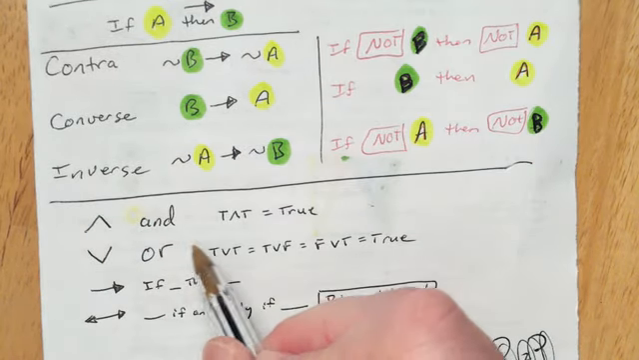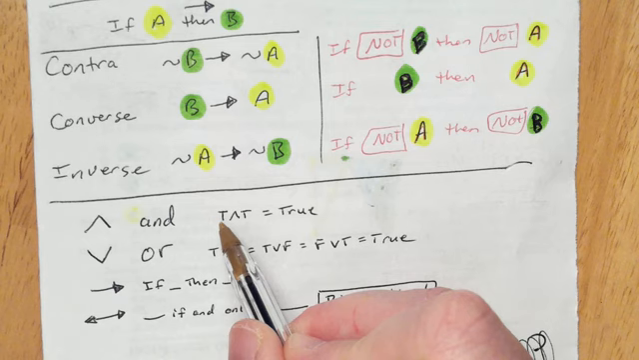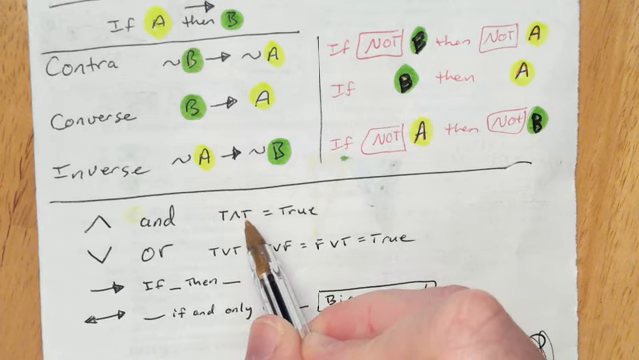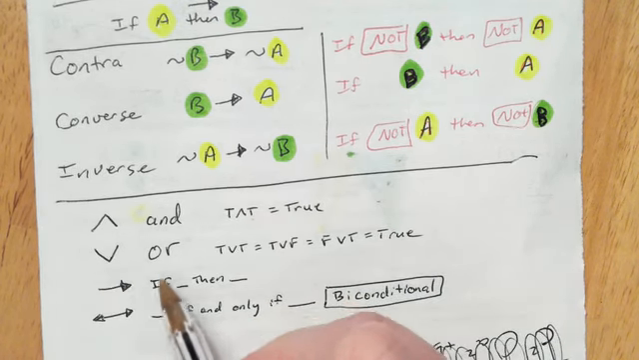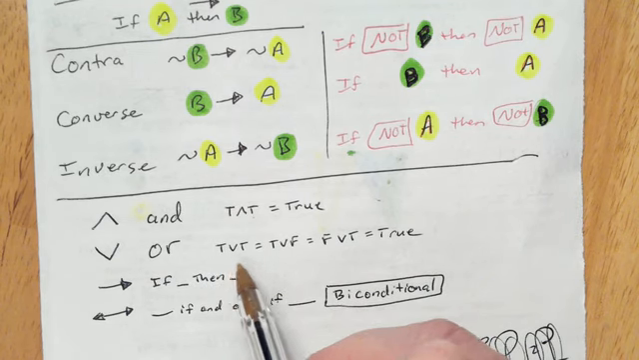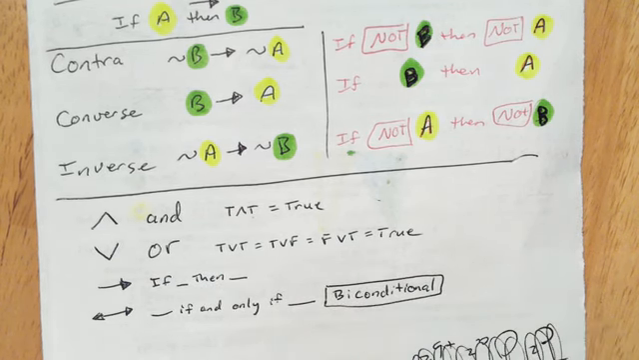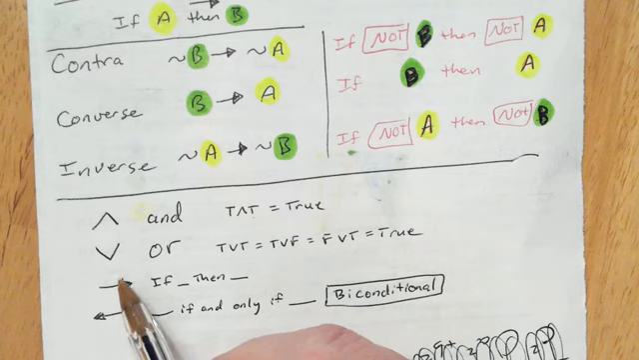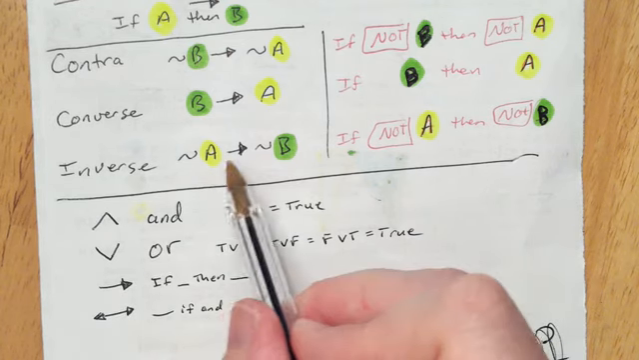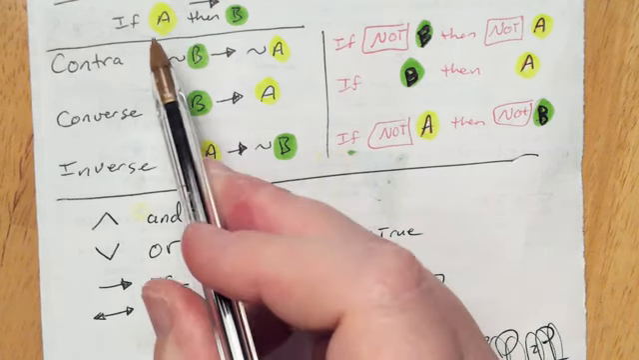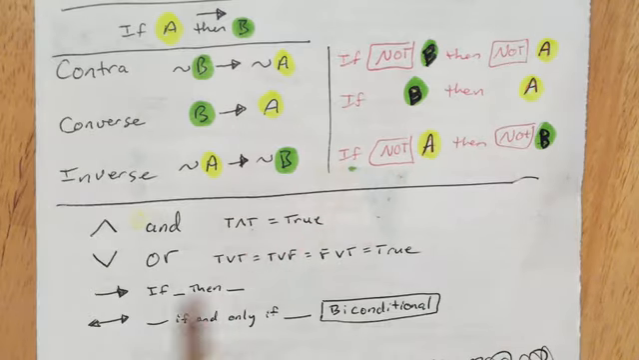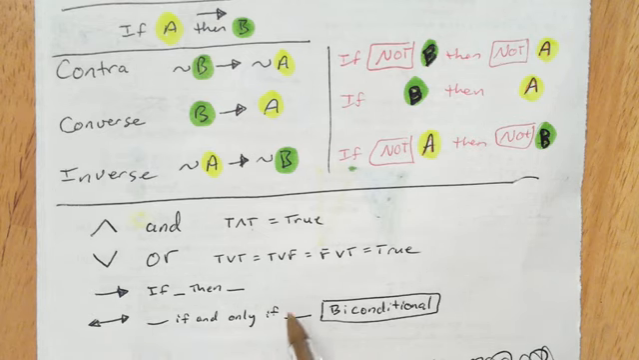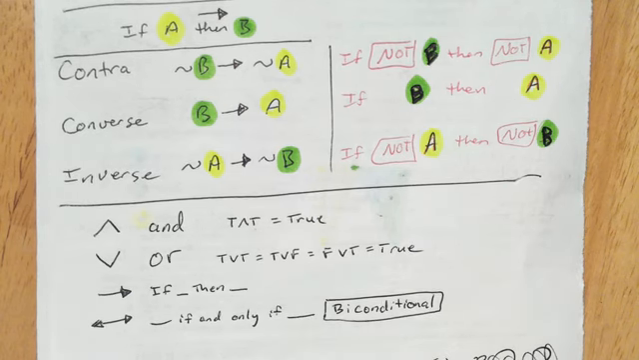This little symbol right here means and. So you would have to have that this needs to be true and this needs to be true in order to be true. This little symbol means or. So basically, as long as one of them is true, it still works. This little symbol means if then, so just like this. So if A, then B, that's what that means. And then this, if it goes backward and forward, that's an if and only if. So that's biconditional. So they both have to be true in order to work.